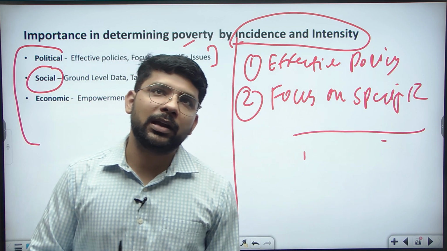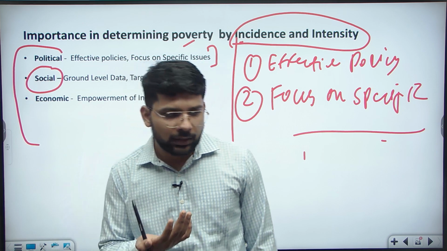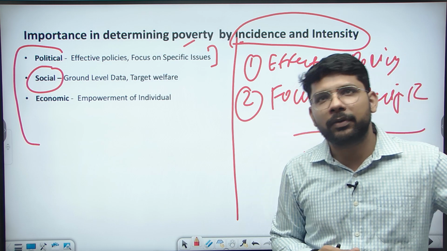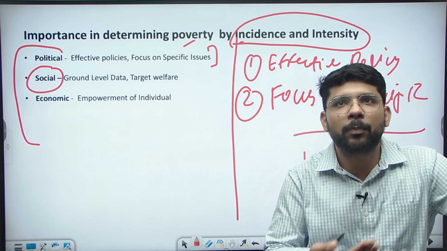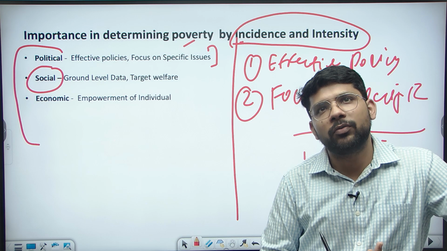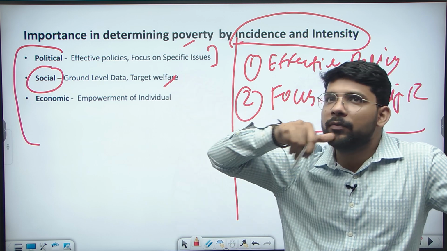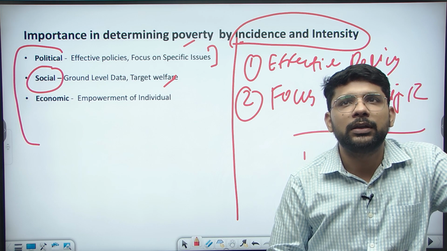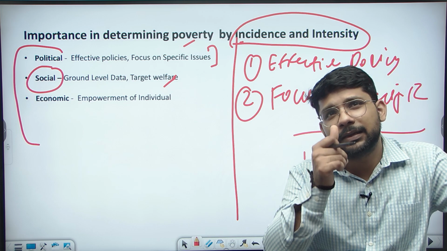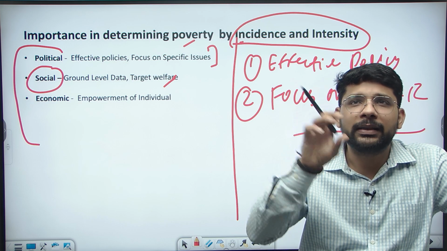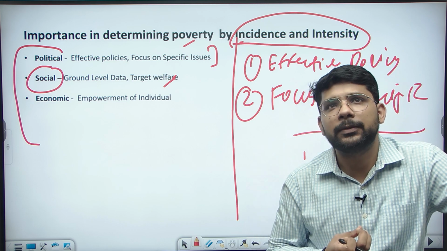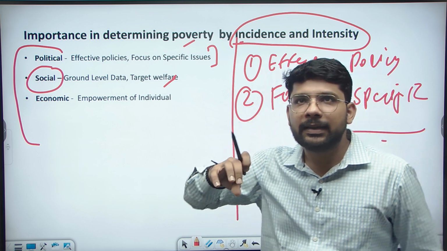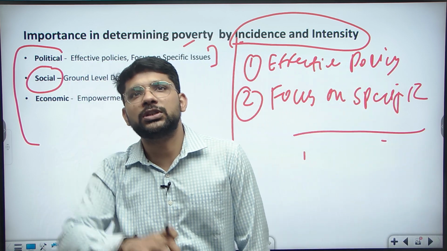Then targeted welfare. Targeted welfare means that we need to focus on those target sections which are really under poverty, below the poverty line. We need to focus on ground level data related to social issues. So this is the second part: in the political part you will write about effective policy and a specific issue. In the social part you will write about the ground level data. What is exactly the situation on the ground?